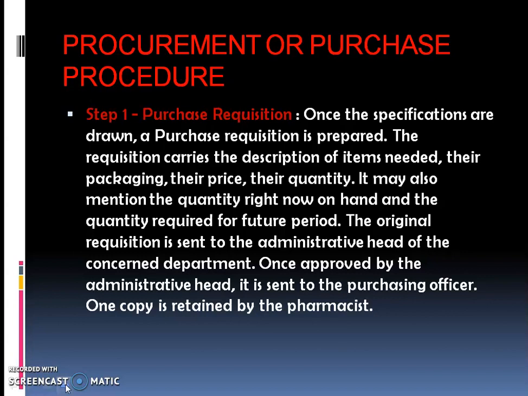Then, procurement or purchase procedure. What are the steps involved in procurement or purchase? The first step is purchase requisition, meaning preparing the purchase slip or requisition. Once the specifications are drawn, the purchase requisition is prepared. The requisition carries a description of items needed, their packaging, their price, and their quantity. It may also mention the quantity currently on hand and the quantity required for the future period. The original requisition is sent to the administrative head of the concerned department. Once approved by the administrative head, it is sent to the purchasing officer and one copy is retained by the pharmacist.